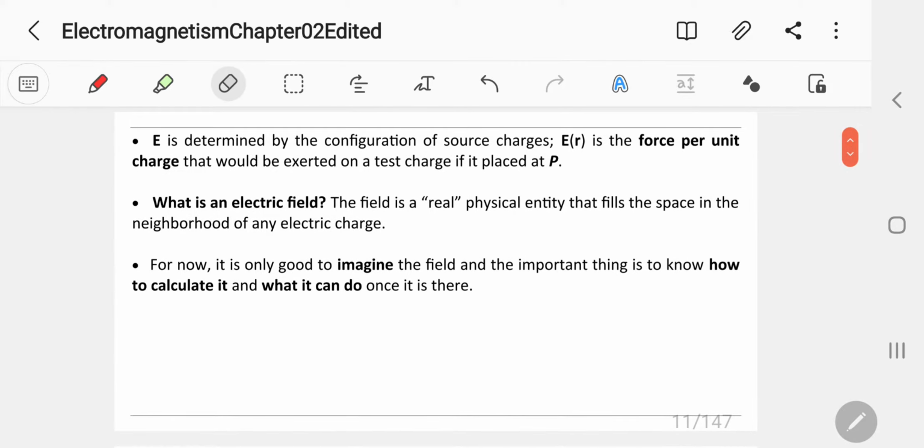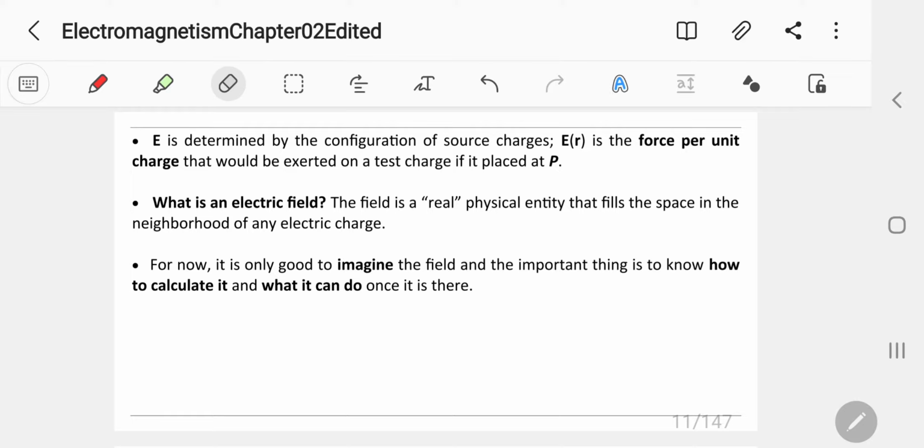So more on the electric field. It is determined by the configuration of the charges, and E, or the electric field, is a function of r, is just the force per unit charge. And that would be, electric field is the field that would be exerted on a test charge located at field point P.